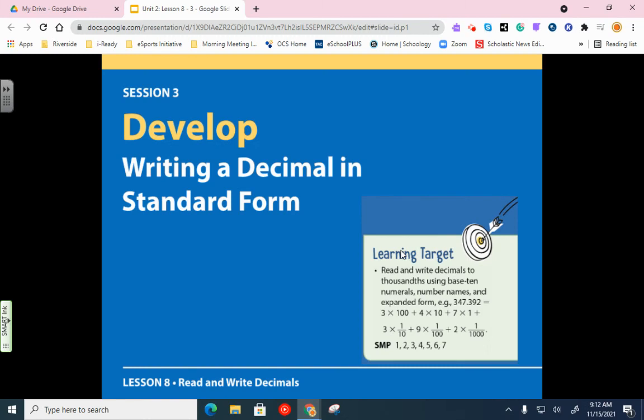All right, so we're going to continue on writing about decimals in standard form. Now that's going to take us into some of the concepts we've gone over before. So this is really more of a review of things we've already been doing. So let's jump right in with a warm up.